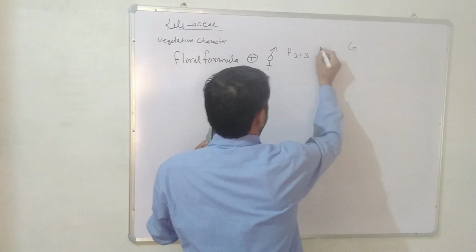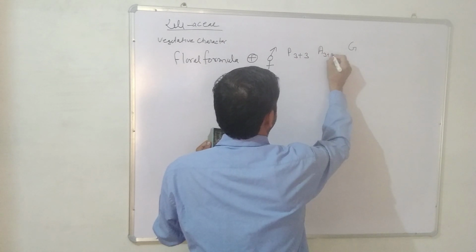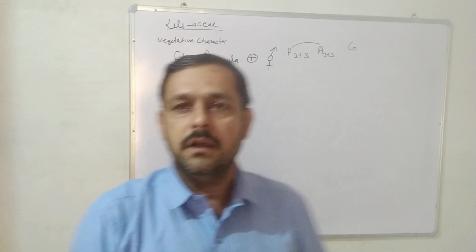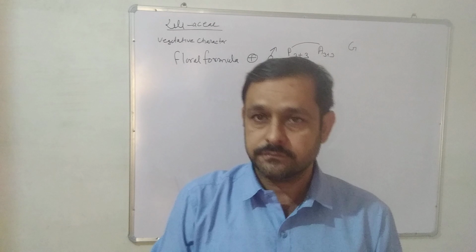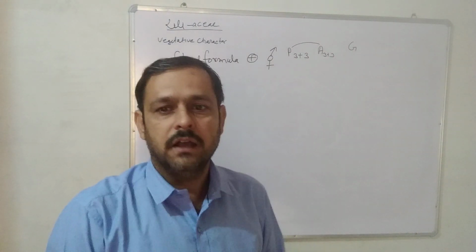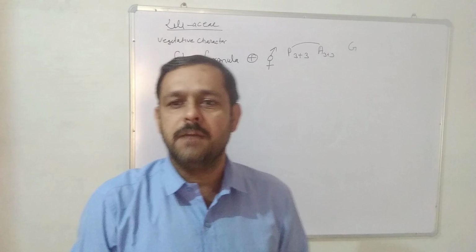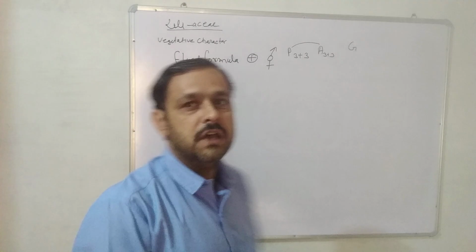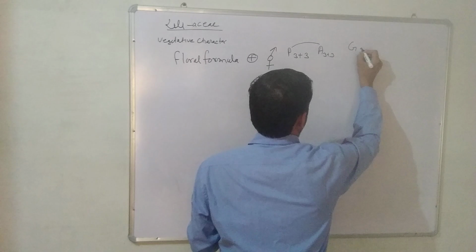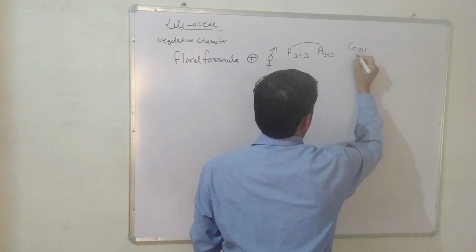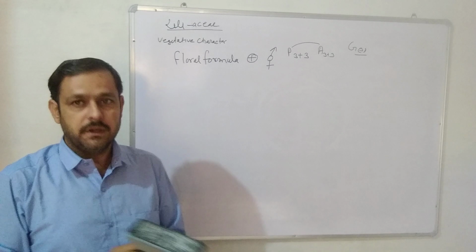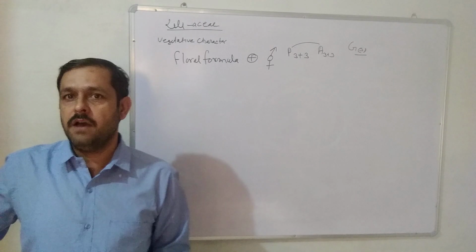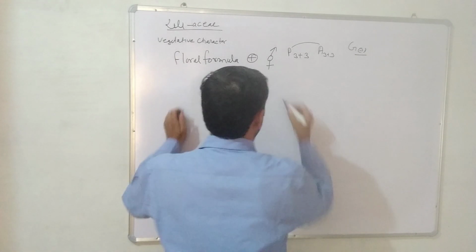Androecium is also 3 plus 3, and they are attached to the perianth, meaning the stamens are attached to the perianth. And then gynoecium is tricarpellary, syncarpous, ovary superior, trilocular with many ovules and axile placentation. So 3 syncarpous is written in brackets, and the sign of negative is under the gynoecium because the ovary is superior. Then I have drawn its floral diagram.